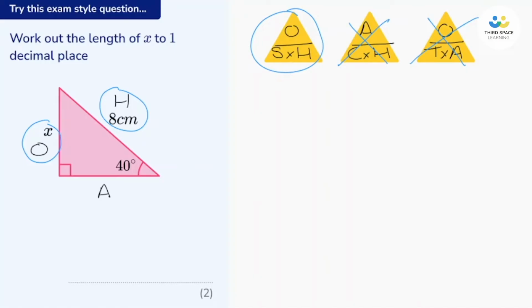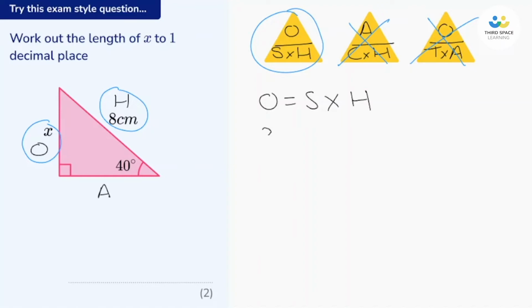Okay, now let's think about what we're trying to find. We want to find the opposite. Well, the opposite, we can see from the triangle here, is equal to S multiplied by H, by covering up O. So let's fill this in.